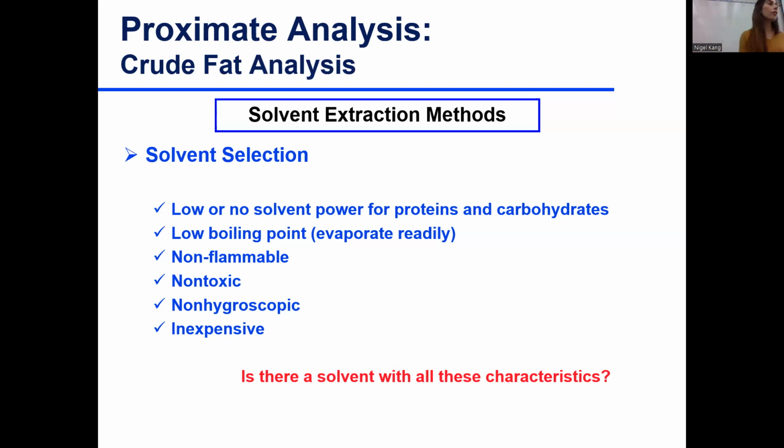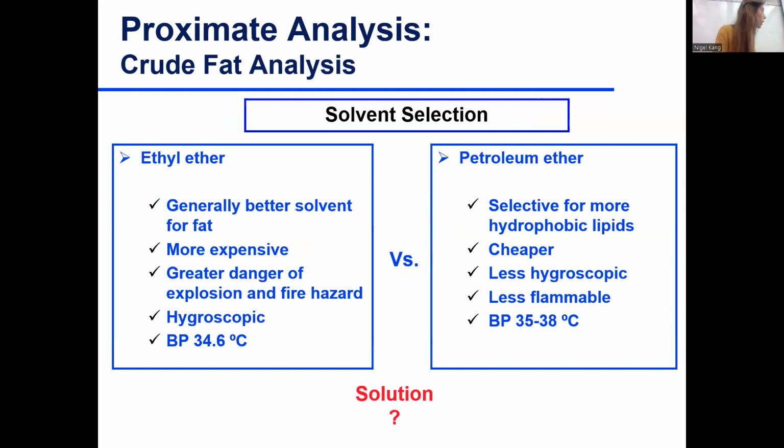and then non-hygroscopic. Hygroscopic means a compound that absorbs water a lot, moisture a lot. So non-hygroscopic is important. Otherwise, the solvent loses its efficiency over time. Is there any solvent with all these characteristics? Do you know any solvent that has all these characteristics? Not really. There is no specific solvent that has all these characteristics. So what can we do? Probably we should choose a combination of solvents that work for us.